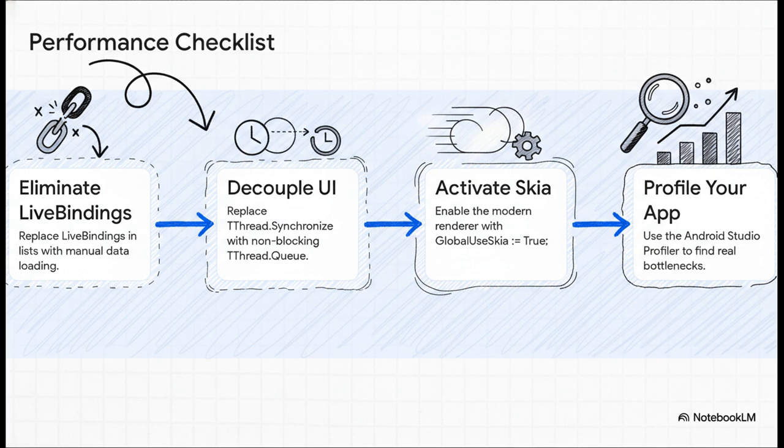And finally, step 4. This is how you go from an amateur to a pro. Stop guessing. Download Android Studio, fire up the profiler, and connect it to your Delphi app running on a device. The profiler does not lie. It will show you, in a beautiful graph, exactly where every single millisecond is going. It's like having performance X-ray vision.